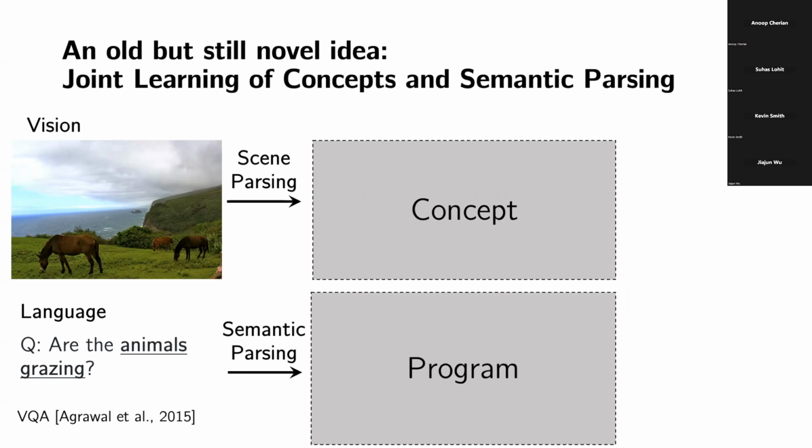But can we actually do some sort of joint learning of concepts and the parsing of the questions? If we don't have annotations on concepts or programs, we don't have annotations on either of them, but we can think about doing things like bootstrapping, that is, using the learning of one to help the other, right?